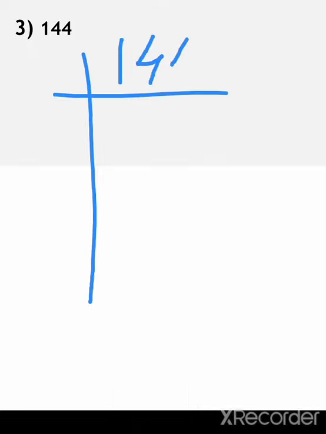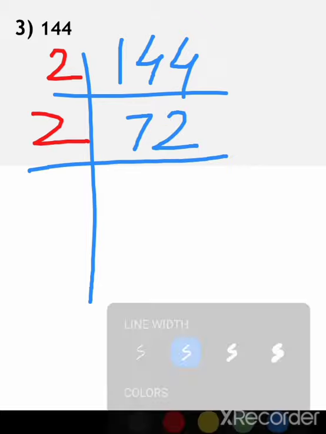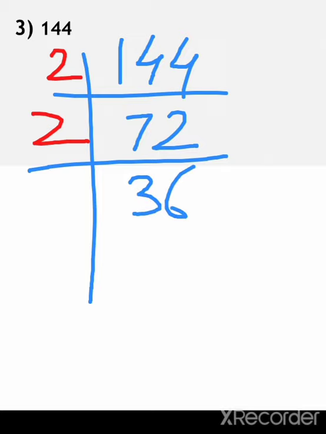Next number is 144. Again it's an even number. So by which number will you start? By 2. So after dividing, what is the quotient? 2 sevens are 14, 2 twos are 4. Again even number, divide by 2. 2 3s are 6, 2 6s are 12. Again even number, divide by 2.